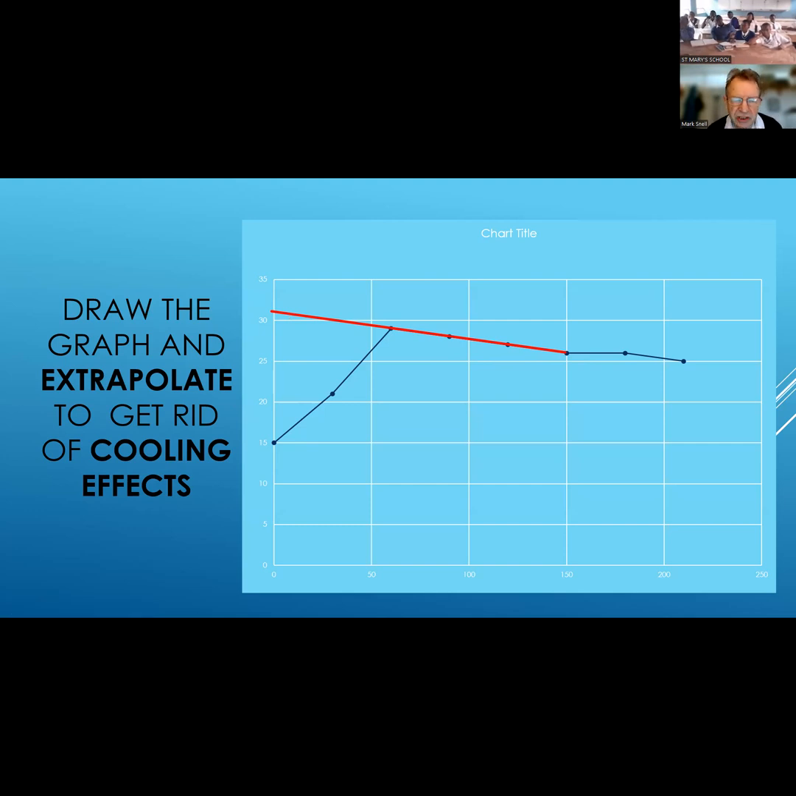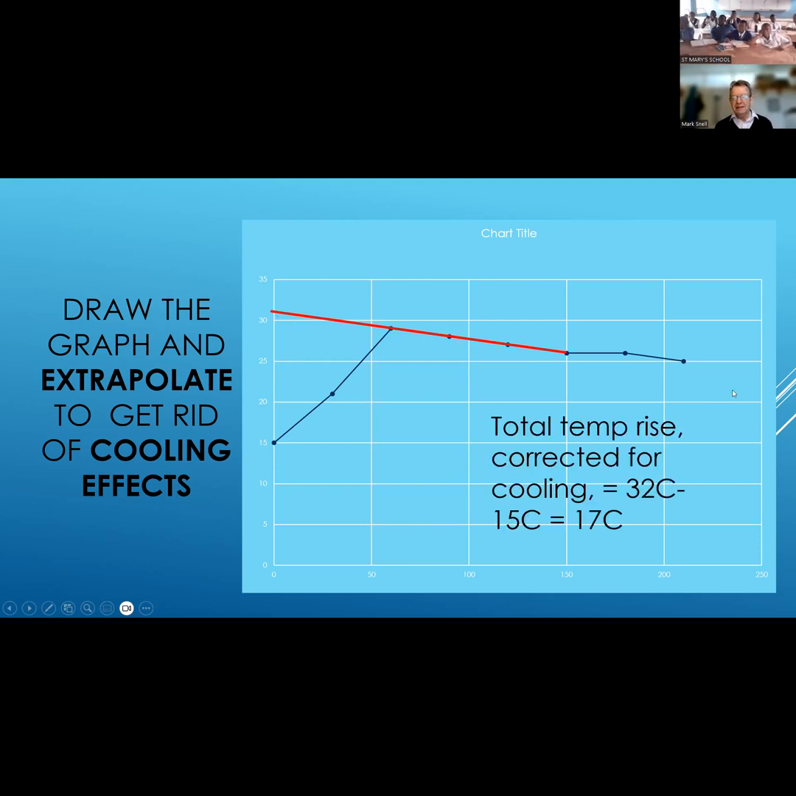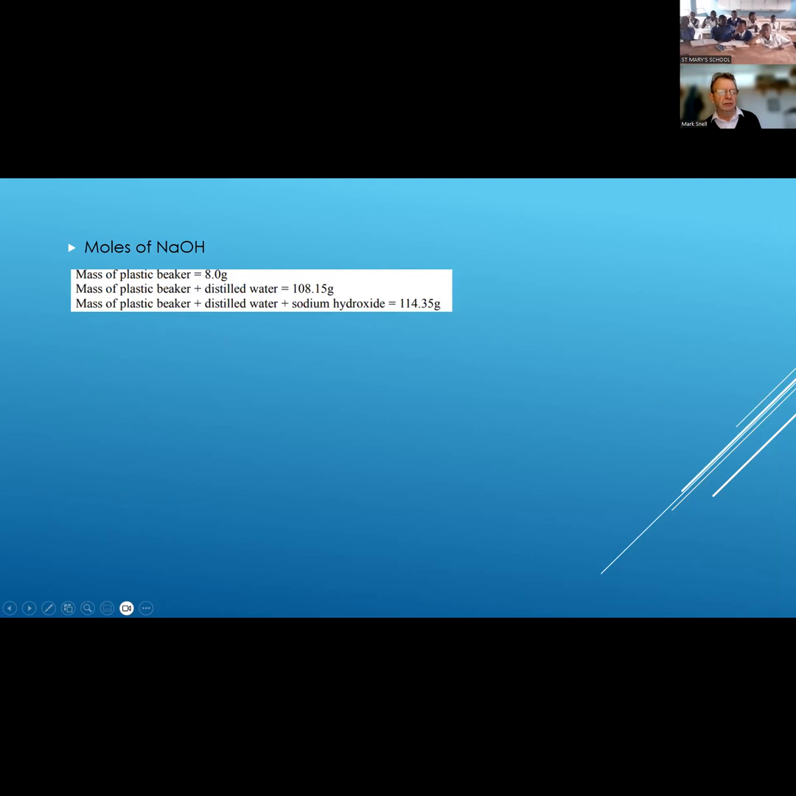This is an important skill. It is called extrapolation. You may know the word, but this is what we're doing. We are trying to get rid of the cooling effect. That means now that the temperature rise is not 29 minus 15, but it's 32 minus 15. So it's 17, not 14. Okay, 17, not 14.